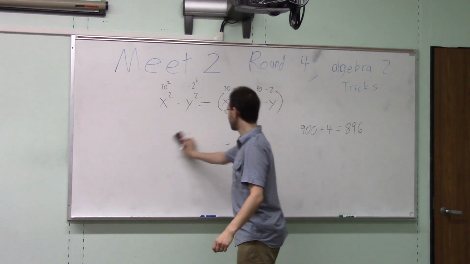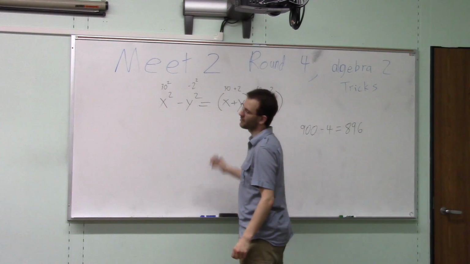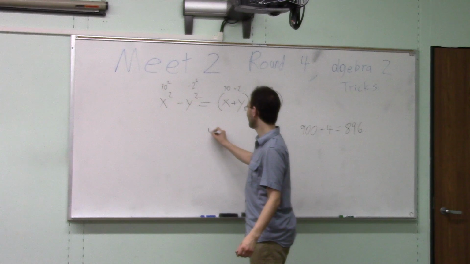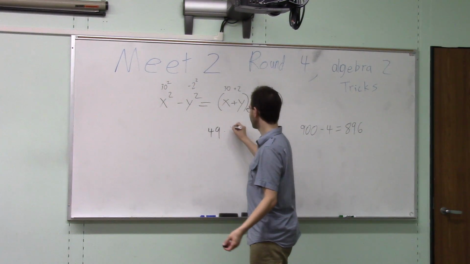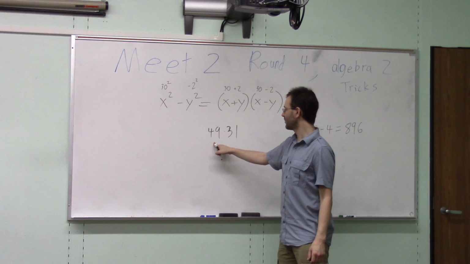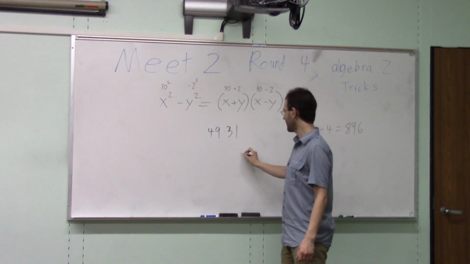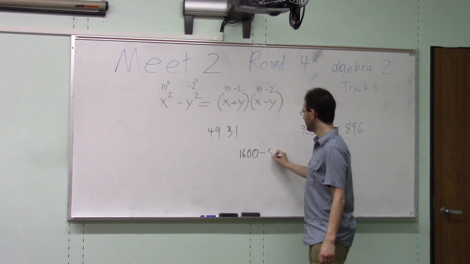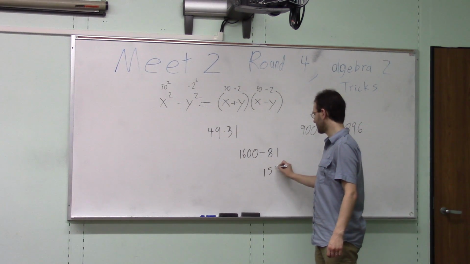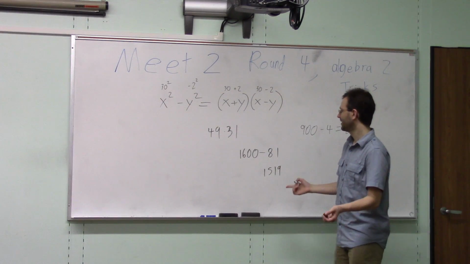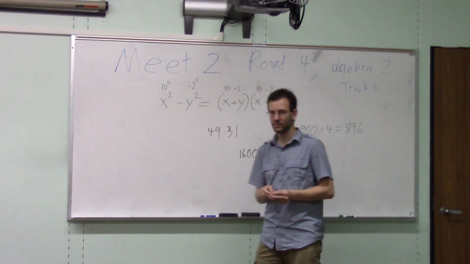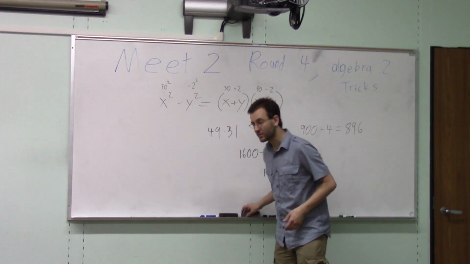Rebecca, give me a number in the 40s. 43. Oh, bigger. 49. 43 was too easy. 49, great. Times 31. Great, so those are 9 more than 40, 9 less than 40. That'd be 40 times 40 minus 9 times 9. And it's 1519.